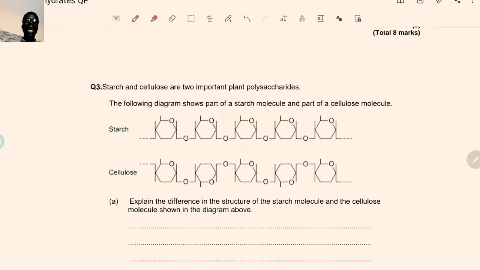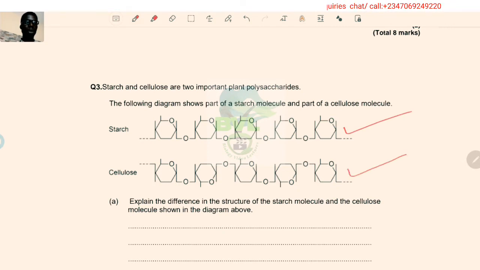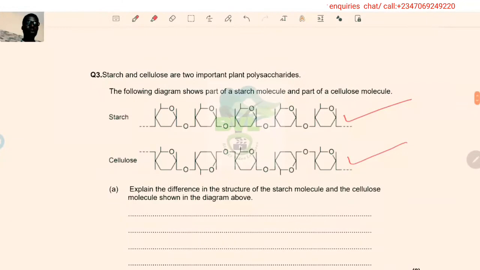So starch and cellulose are two important polysaccharides. The following diagram shows part of a starch molecule and part of a cellulose molecule. Apparently this is the starch, this is cellulose. Explain the difference in the structure of the starch molecule and the cellulose molecule shown in the diagram above.